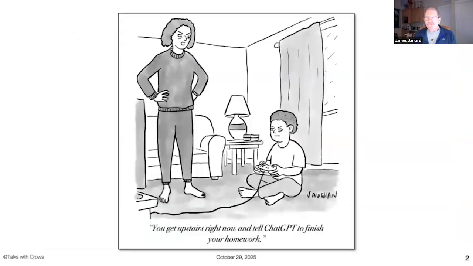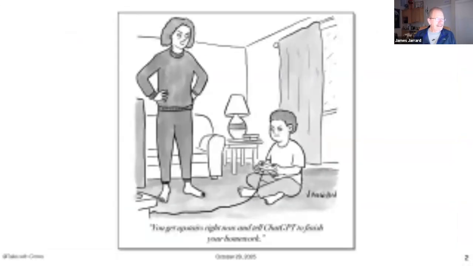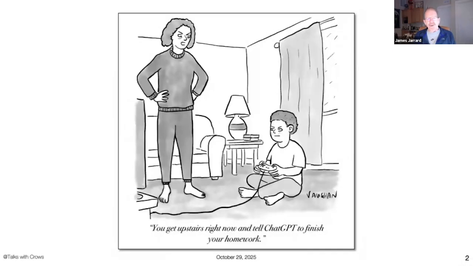And as I try to do each time, let's start it out with a cartoon that I was able to find in Funny Times, which is one of my favorite magazines that I get monthly, which is a series of political cartoons. And this was the AI one here, with a mom standing over her child who's got an Xbox playing on his TV, and mom has got her hands on her hips and saying, "You get upstairs right now and tell ChatGPT to finish your homework," which I thought was pretty good.